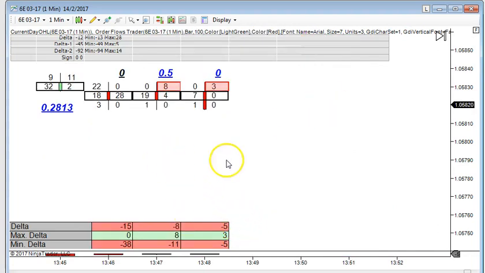So all my charts end at that time. But I'm going to show you some other things that I thought were interesting today.